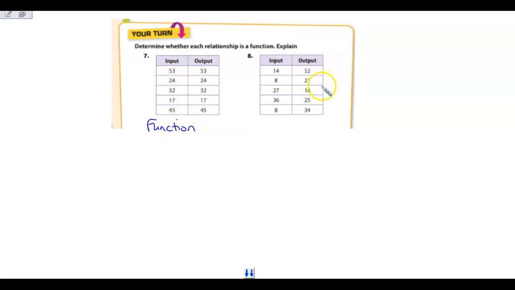Okay. When I look at number 8, I have 14, 8, 27, 36, 8. Is this a function or not? I see that I have 8 twice in my input column, so that is not a function. So the input value of 8 has more than one output.